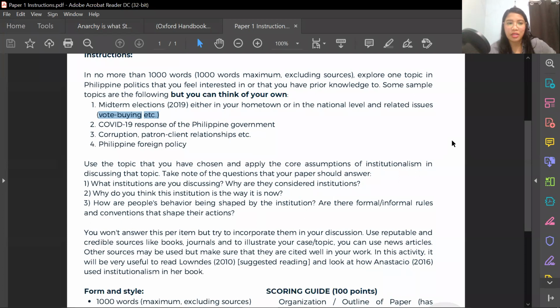Other questions regarding the paper, regarding the institutionalism. So my mouse, it's not working.